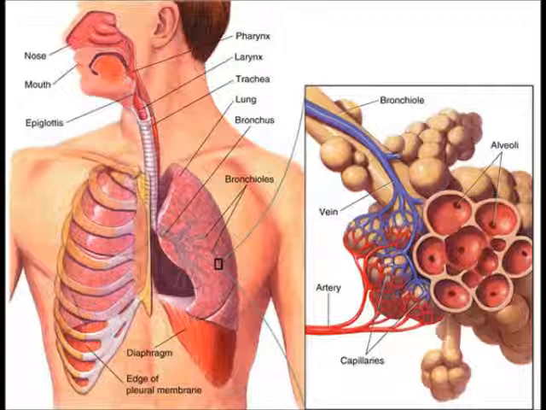It's controlled by the phrenic nerve. So this is important. It is controlled by the phrenic nerve, okay? Once the phrenic nerve is damaged, guess what? You won't be able to breathe. The diaphragm is controlled by the nerve that's called the phrenic nerve. If the phrenic nerve is not functioning anymore, you won't be able to breathe.